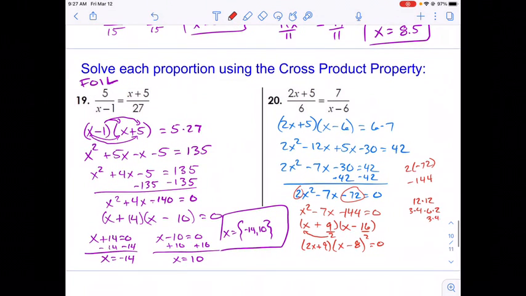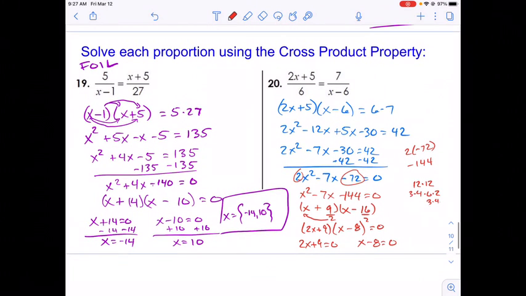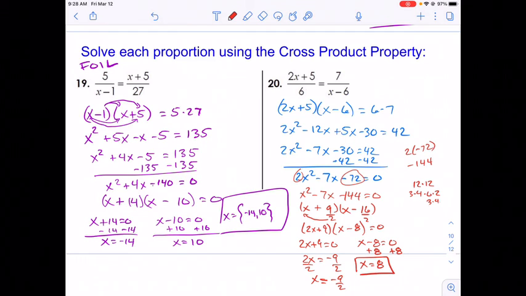So we get 2x plus 9 equals 0 and x minus 8 equals 0. Subtract 9, so this becomes 2x equals negative 9. Divide by 2, x equals negative 9/2. And then add the 8 to the other side: x is equal to positive 8. So those are our two solutions here: x equals 8 and x equals negative 9/2.